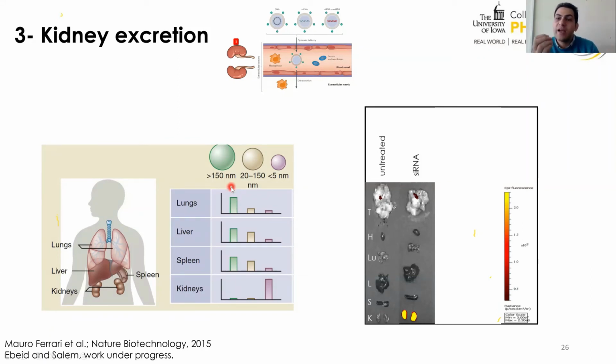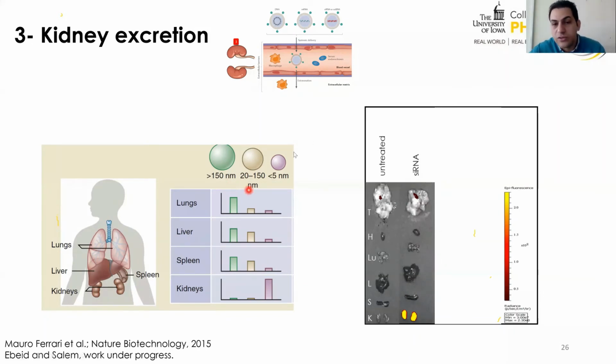So if you want to design a delivery system that can overcome liver accumulation and overcome kidney accumulation, you have to design it in a specific size range that can overcome the kidney excretion. And on the other hand, you also don't want it to accumulate in organs like the liver and the spleen. So you have to be in the intermediate size.